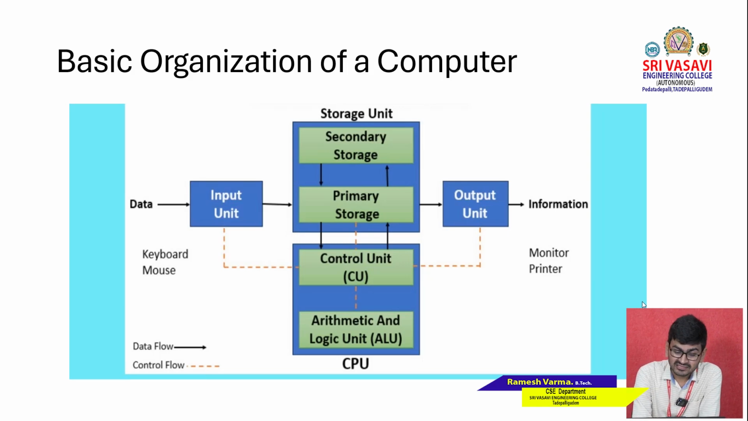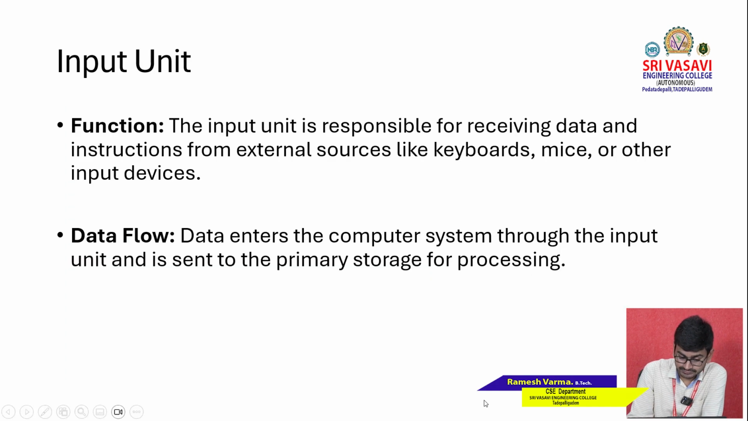Now we will see the basic organization of computer in this particular video. As you can see on the screen, we have a block diagram of a computer. Here we have different units. One is called input unit, storage unit, and CPU. And finally we have output unit for displaying the information. Now let's see each of the unit in detail.